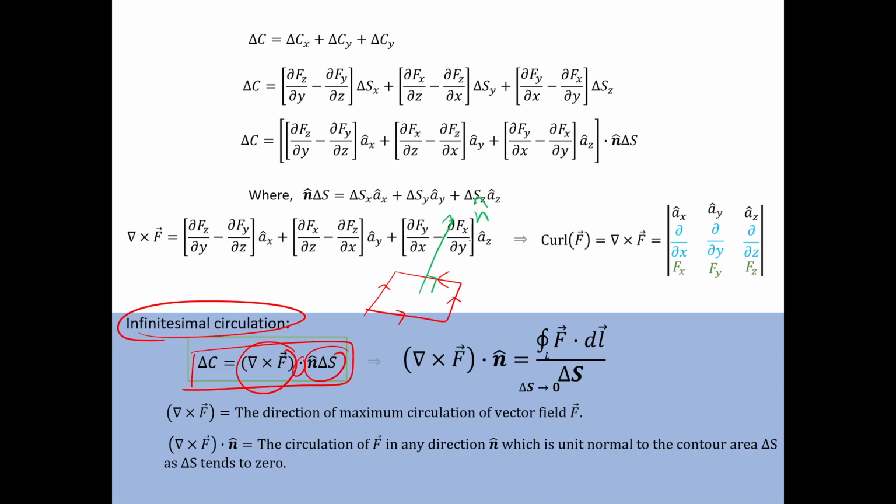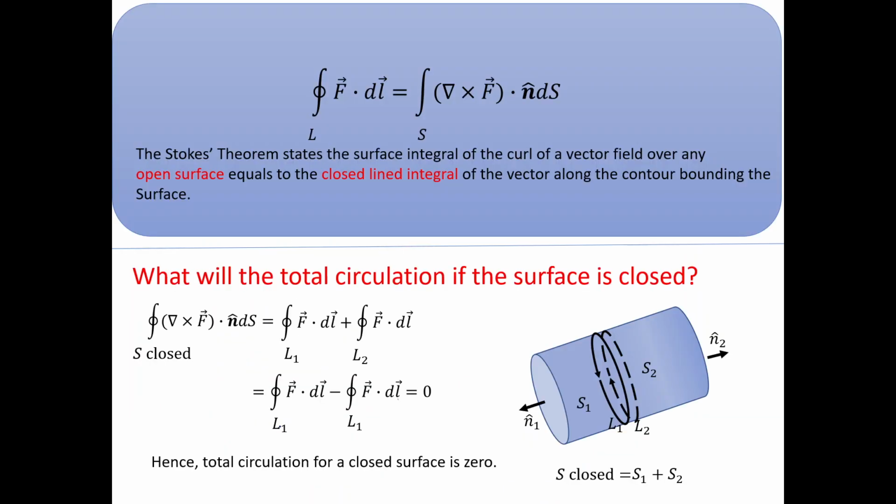Let's say this is the loop area, and del cross F, del cross is let's say the direction of maximum circulation. Then in this direction, it is simply given by the dot product of the maximum value.